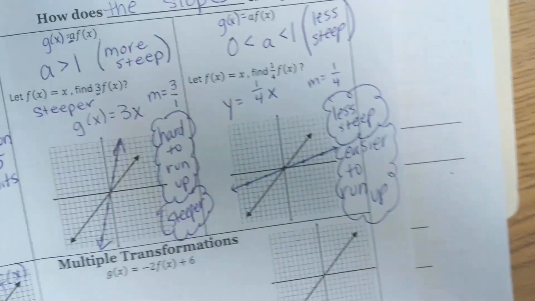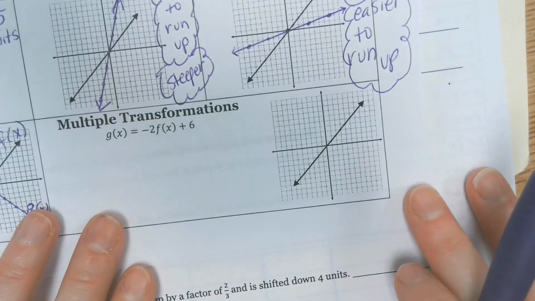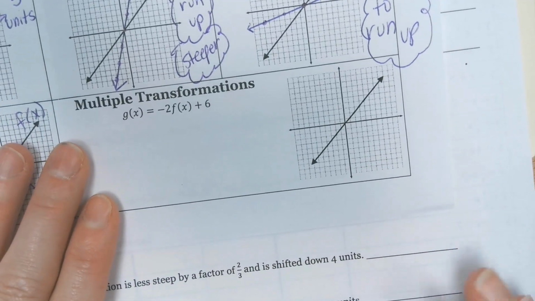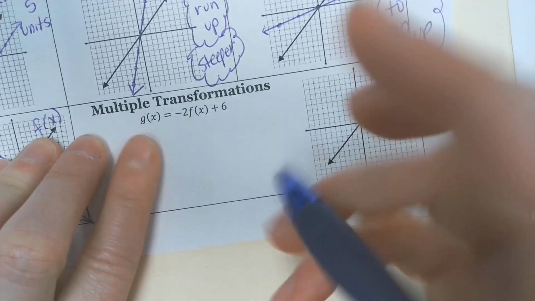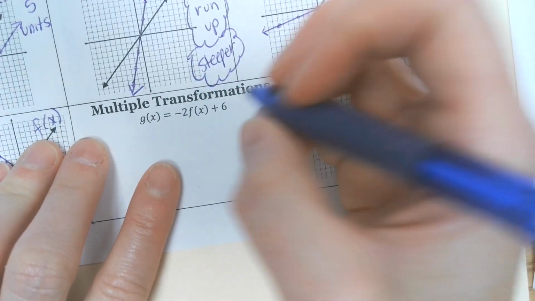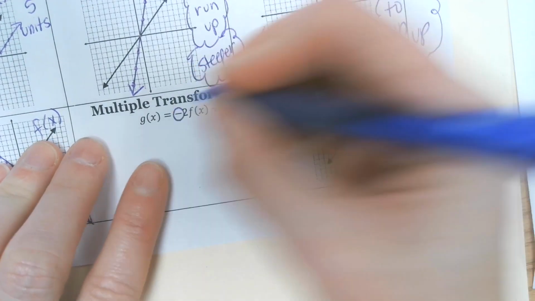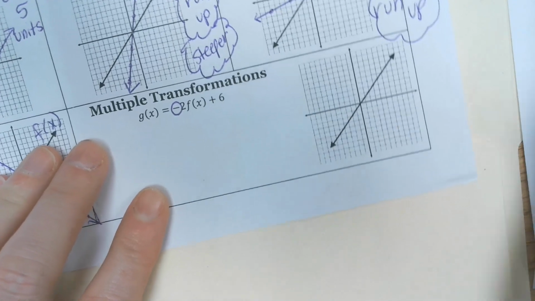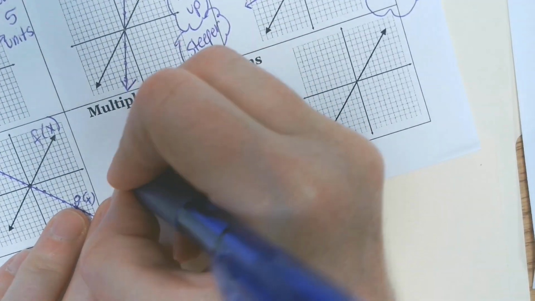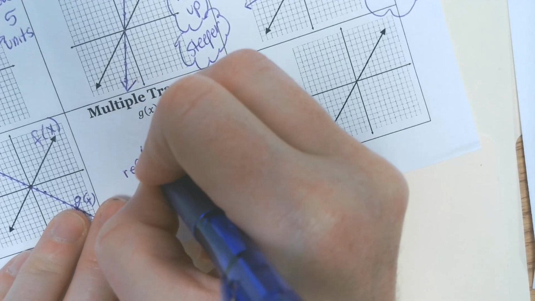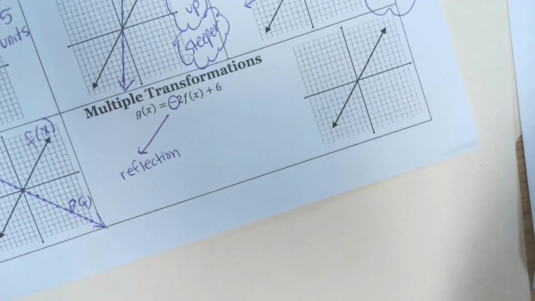So let's look at the multiple transformation. This is going to help you on your assignment for today also. So we look at each individual part. I'm going to look at the negative first. The negative is the reflection. So it's going to be reflected.